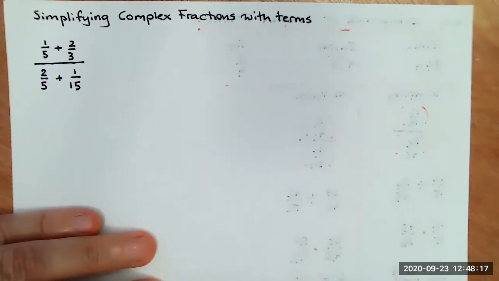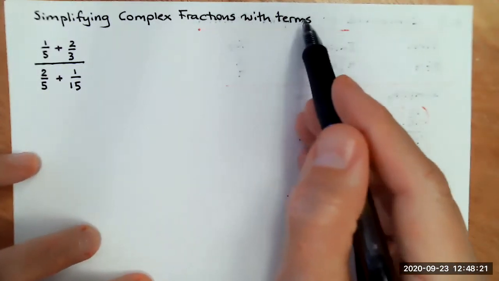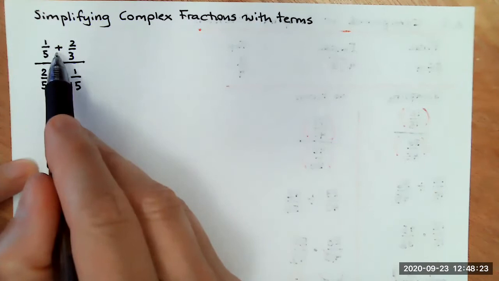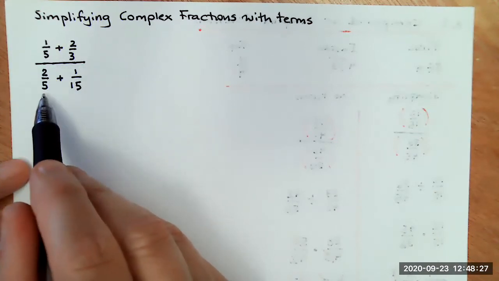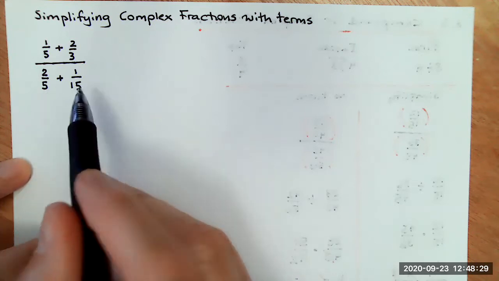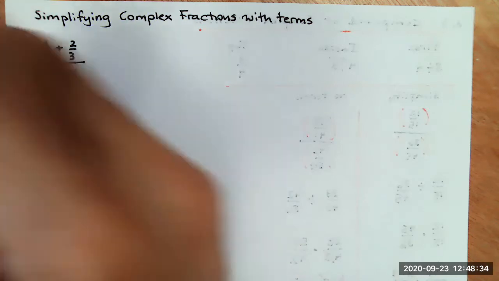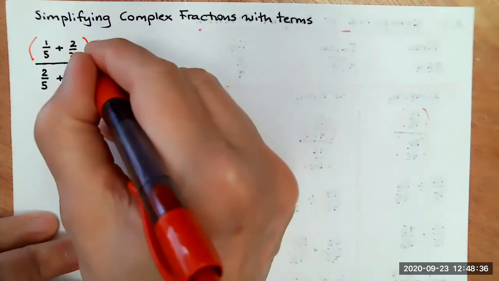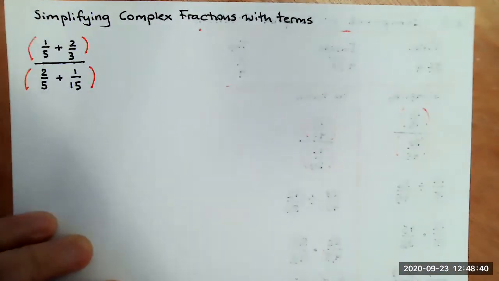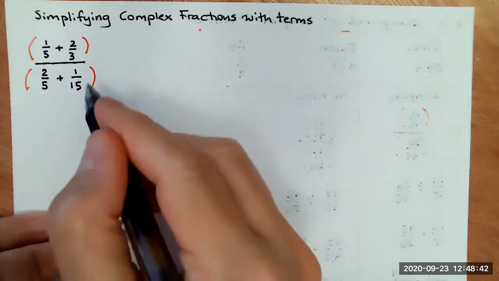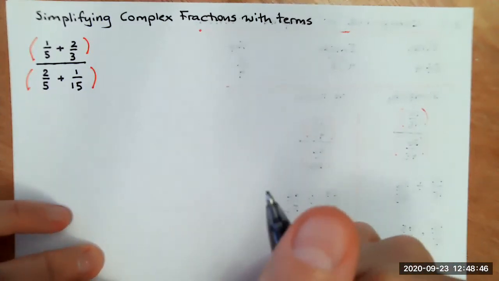All right, now let's do an example where we simplify a complex fraction with terms. So we have an addition in the numerator and an addition in the denominator. And you could write this as a division where you have the entire numerator divided by the denominator. But for these, there's actually a simpler method that you can do.